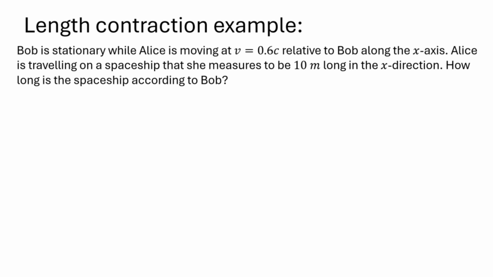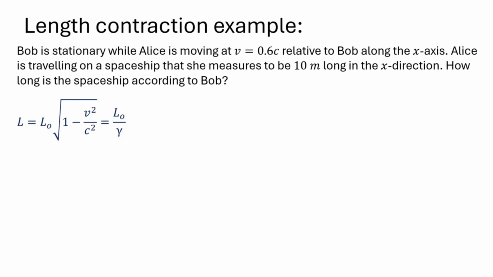Bob is stationary, while Alice is moving at 60% the speed of light relative to Bob along the x-axis. Alice is traveling on a spaceship that she measures to be 10 meters long in the x direction. How long is the spaceship according to Bob? Let's start by writing down the formula for length contraction. And by reading the question, we know that the rest length is 10 meters, since in Alice's frame, she measures the spaceship to be 10 meters.